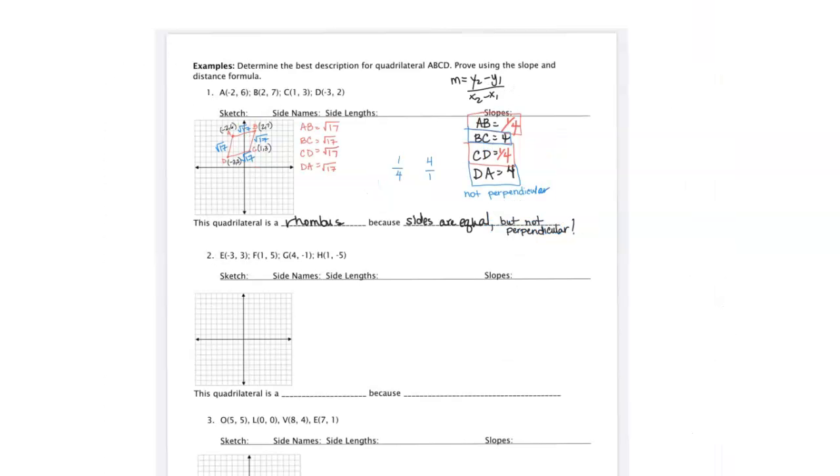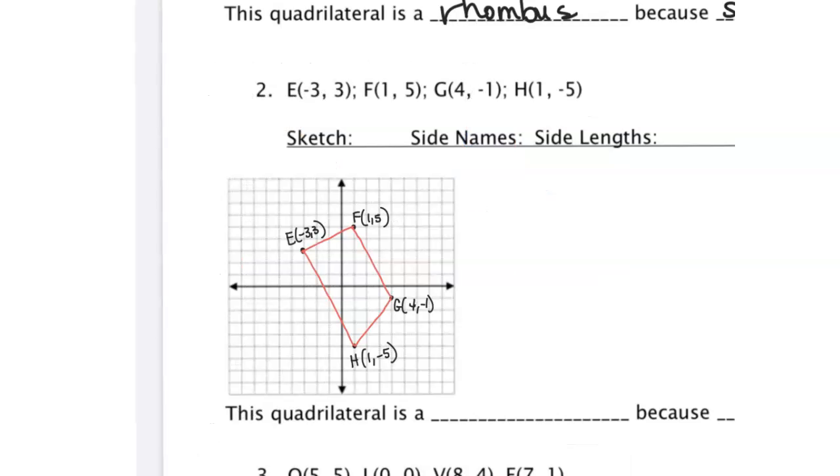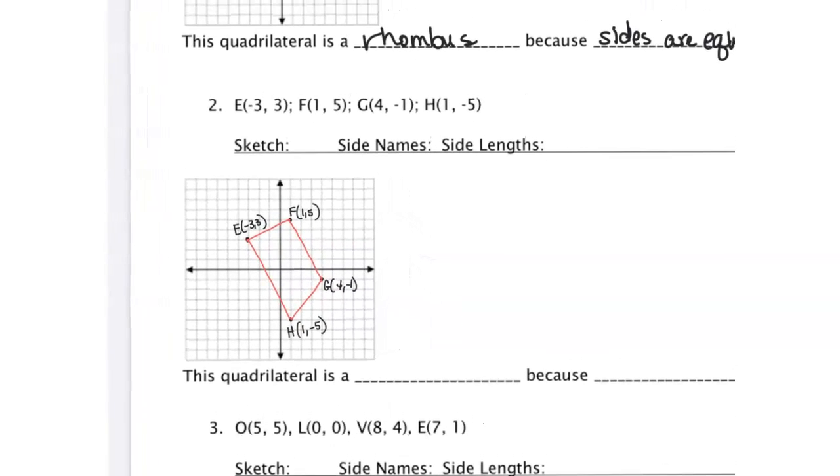For number 2, I am going to go ahead and do some preloading. I'm going to write down all of the information that we're going to need to fill out, and then we'll move on from there. So very first thing is we'll need to sketch our quadrilateral by plotting our points. Alright, so we have sketched our quadrilateral EFGH. What you'll want to do is write down the side names, which are EF, FG, GH, and HE.